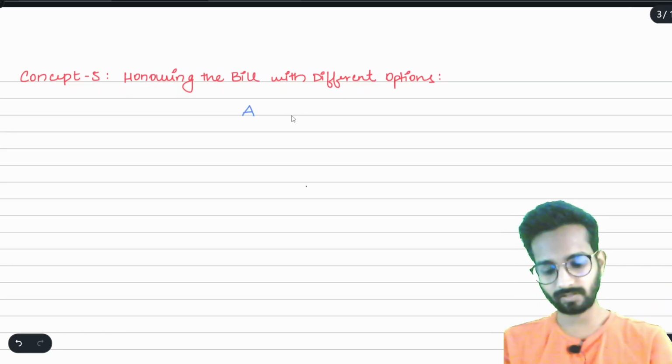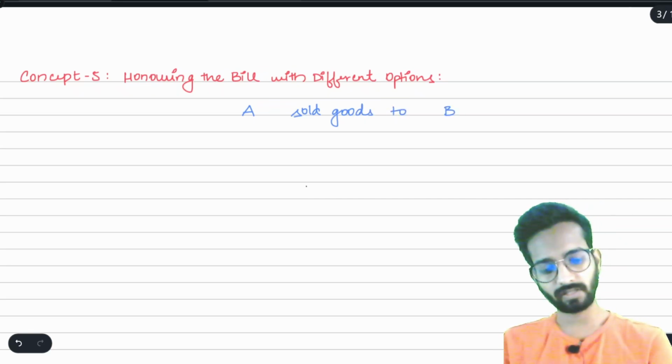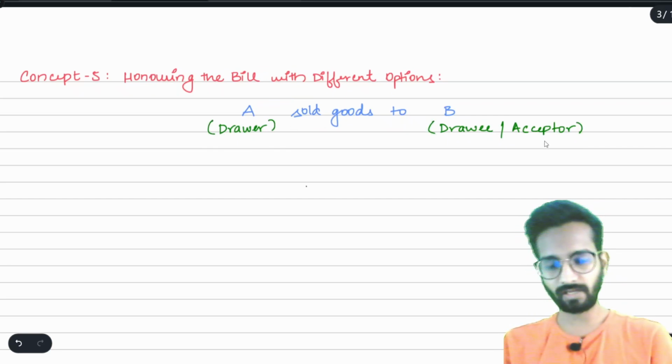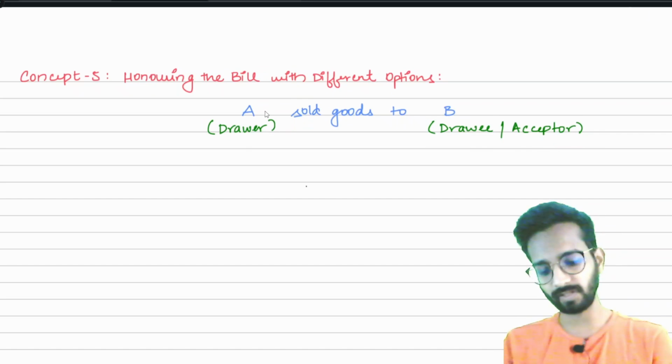A has sold goods to B. We know. Then what will A do? A will draw the bill. So A becomes the drawer. B accepts the bill, so he becomes the drawee, or you can say the acceptor of the bill. Very simple. He is the drawer of the bill. Who has the bill now? A has the bill now. A possesses the bill.